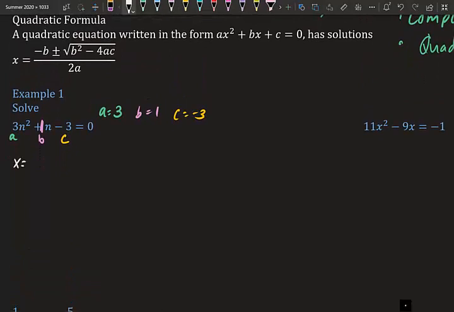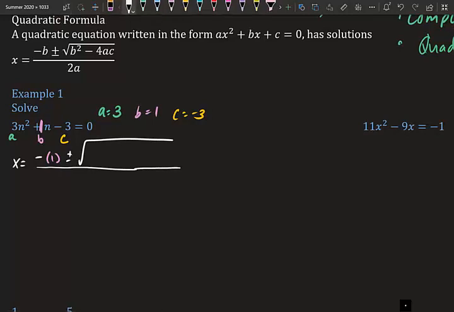So we have x equals negative b, which is 1, plus or minus the square root. So we have the square root of b squared, so 1 squared, minus 4 times a, which is 3, times c, which is negative 3. And that's all over 2 times a, which is 3.